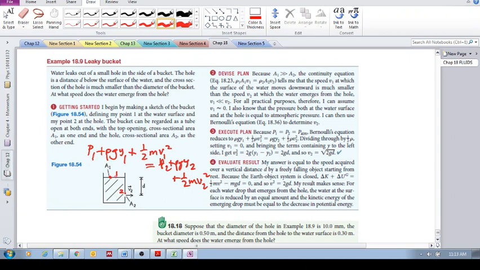What is P1? P1 is the pressure here at the surface, and that is just simply going to be P atmosphere. Okay, so we've got pressure atmosphere there, but also because the water is flowing out into the atmosphere, pressure 2 is also P atmosphere. Okay, so P1 and P2 are the atmospheric pressure.